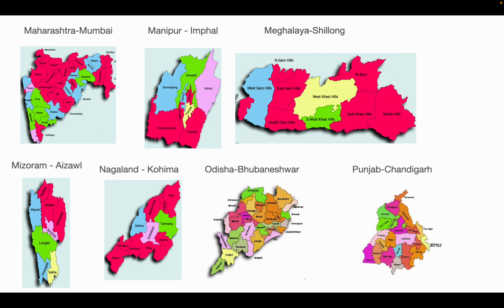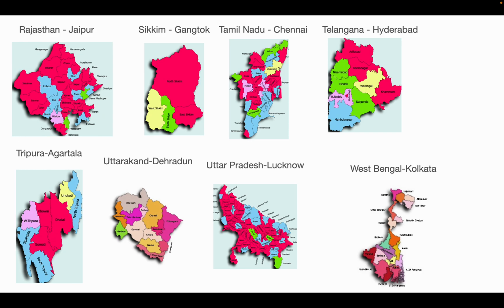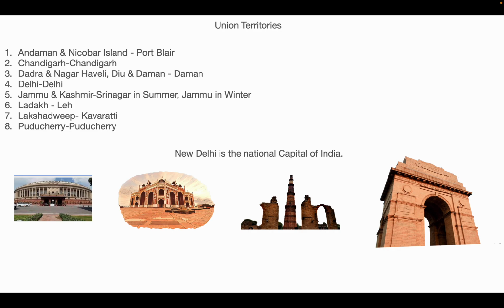Nagaland, Kohima. Odisha, Bhubaneswar. Punjab, Chandigarh. Rajasthan, Jaipur. Sikkim, Gangtok. Tamil Nadu, Chennai. Telangana, Hyderabad. Tripura, Agartala. Uttarakhand, Dehradun. Uttar Pradesh, Lucknow. And West Bengal, it's Kolkata.